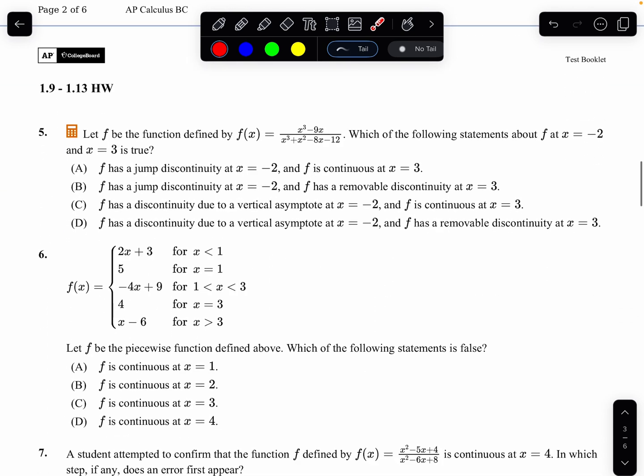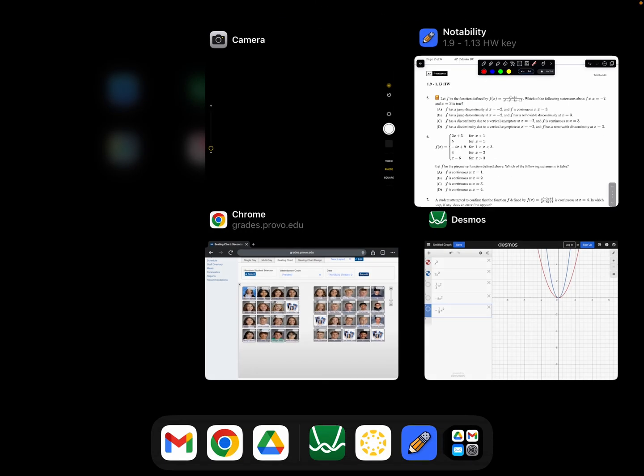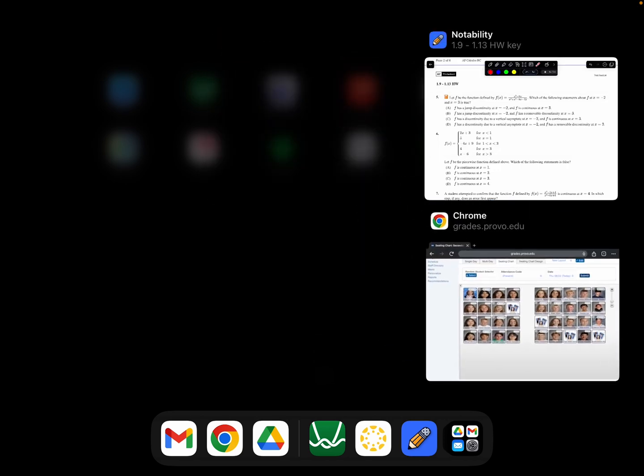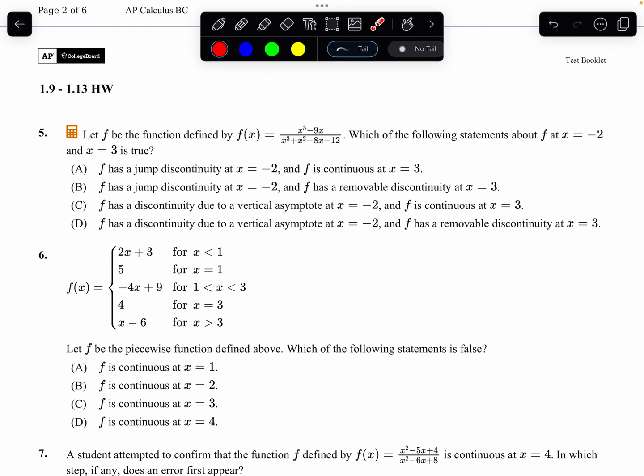All right. Question 5. Let me clear all this stuff out. So question 5 is a calculator problem. Let f be a function defined by what we have here. Which of the following statements about f at x equals -2 and x equals 3 is true?